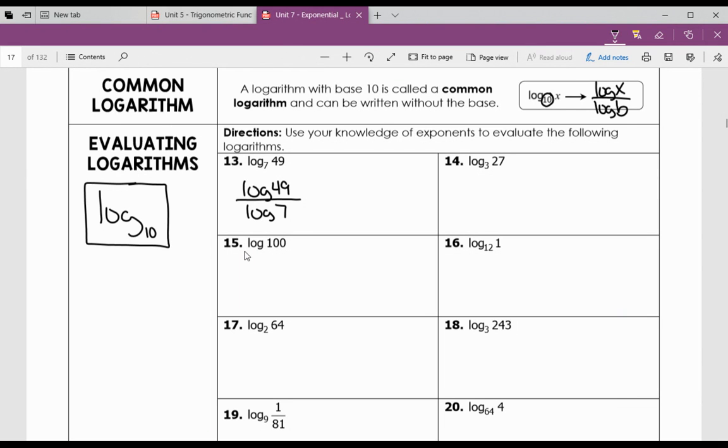If you are having issues, I get the answer of 2. If you do not get 2, please make sure you do not leave this room without me helping you with your calculator. So what that means is that the base 7 raised to the second power will equal 49, and it does. You are finding the exponent on this base that produces the number 49.